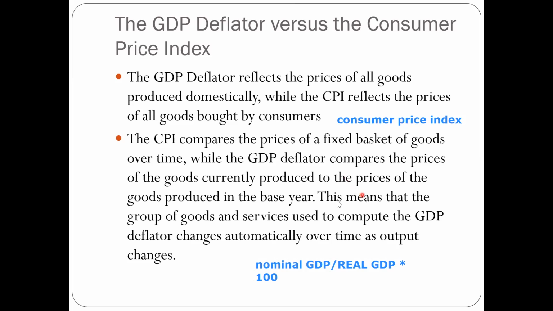So if we have a group of goods and services that we want to use to compute the GDP deflator, it changes automatically over time as output changes. As the nominal GDP changes, the GDP deflator changes. And the consumer price index is only related to goods and services that consumers use.